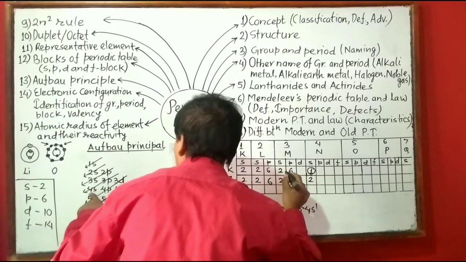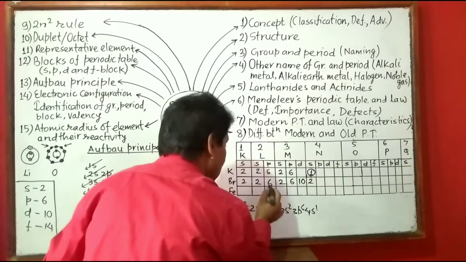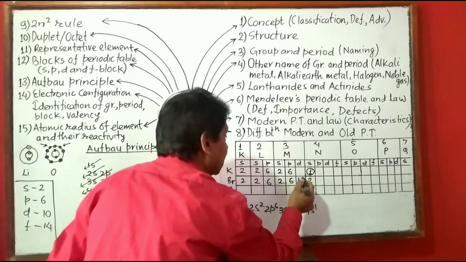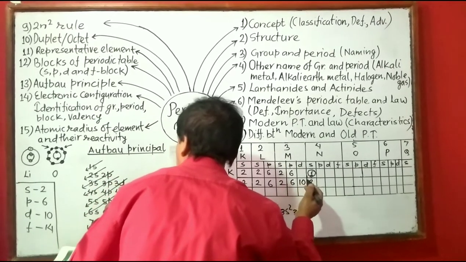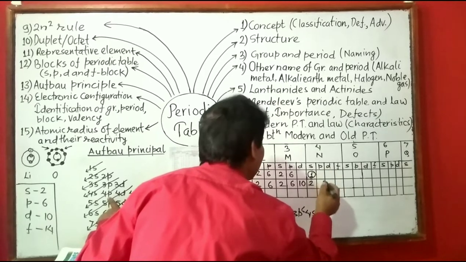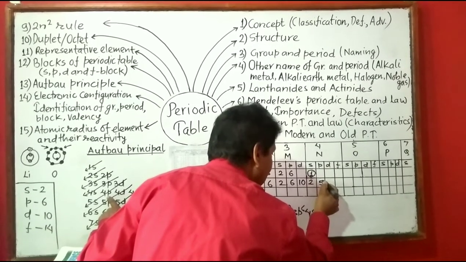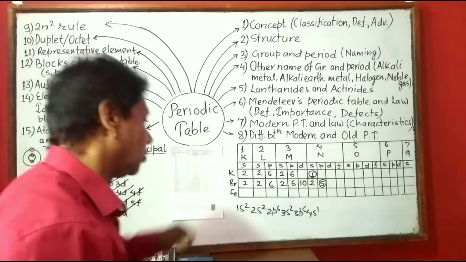And then we have to go to 3d, 3d10. Now we have to count also: 6 plus 2 plus 2, 10, and 10, 20, and 30. Now altogether 30 are filled up, remaining 5. Where does it go? After 3d, it goes to 4p. And 4p can hold 6, but our remaining electrons are only 5. That's why I'm writing here 5. The last electron entered here. And this way, we can write bromine also.